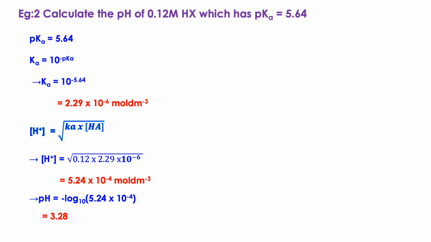So we use the formula of H plus ions in the case of a weak acid, which is equal to the square root of Ka times the concentration of HA. Substituting the value of Ka and the concentration of HA in the formula, we get H plus is equal to 5.24 into 10 to the minus 4 moles per decimeter cube. To calculate pH, we use the formula pH is equal to minus log H plus. Substituting the value of H plus obtained, we get pH is equal to 3.28.